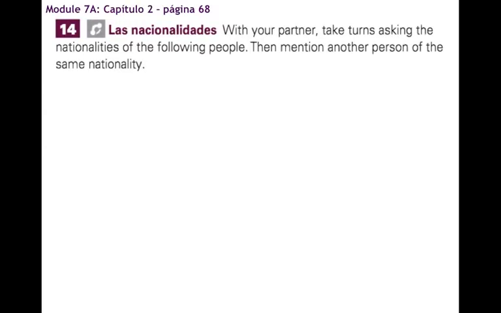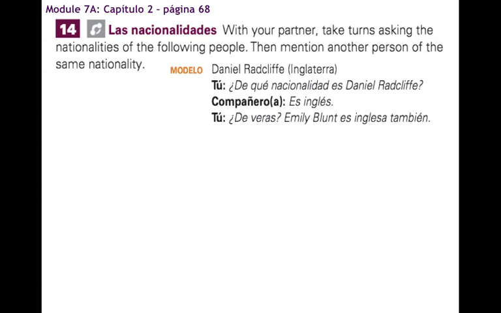Muy bien, un poco más práctica. And this has to do with your practice activity you'll be doing for your tarea. Las nacionalidades. You and I will act as partners here, and we'll take turns asking nationalities of people in these groups. And then we're going to mention to the other person, oh, really? They're the same nationality. So here's an example. The modelo, you're going to be given two names. You'll be given where they're from. In this case, Daniel Radcliffe is from England, Inglaterra.